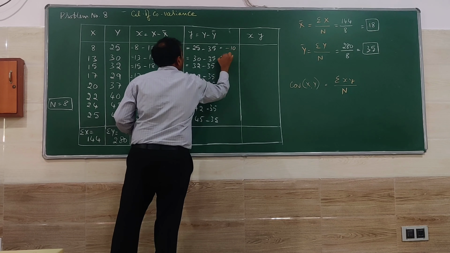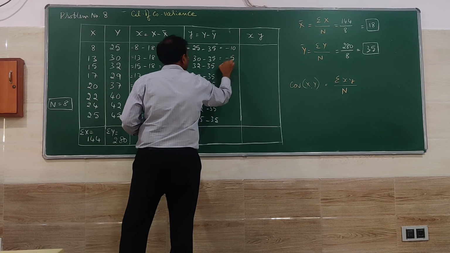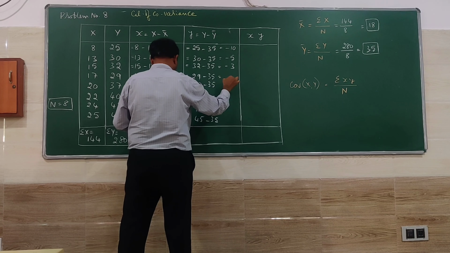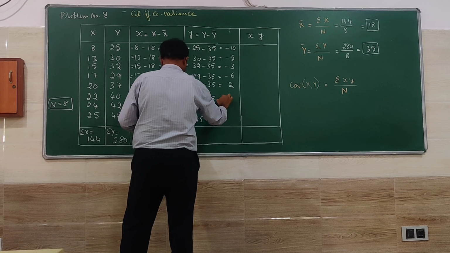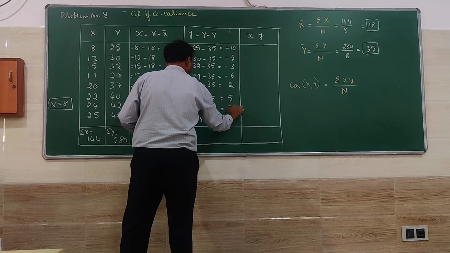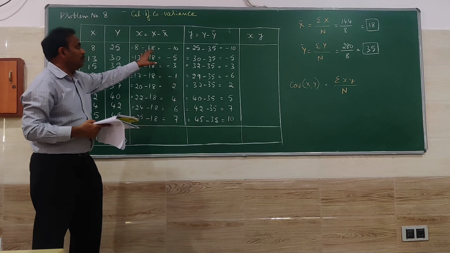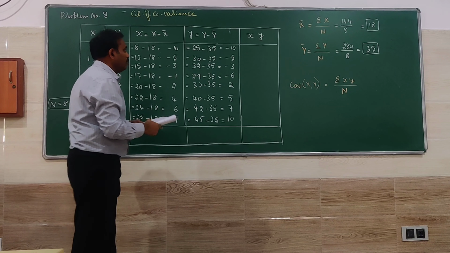So 25 minus 35 is minus 10, 30 minus 35 is minus 5, minus 3, minus 6, plus 2, plus 5, plus 7 and plus 10. So minus is there as well as plus is there. You have to calculate carefully now.